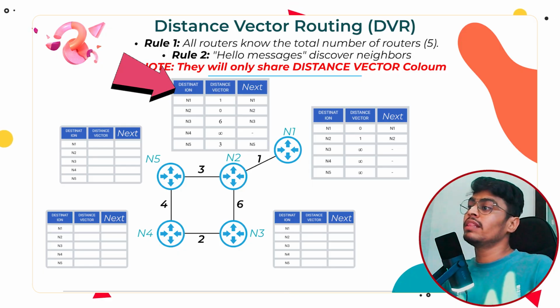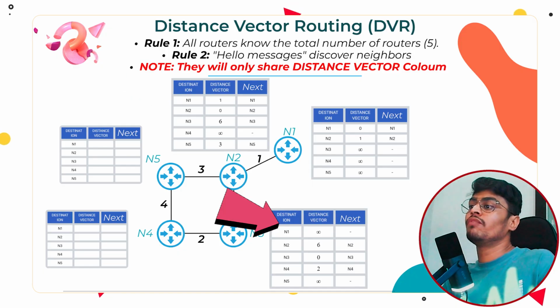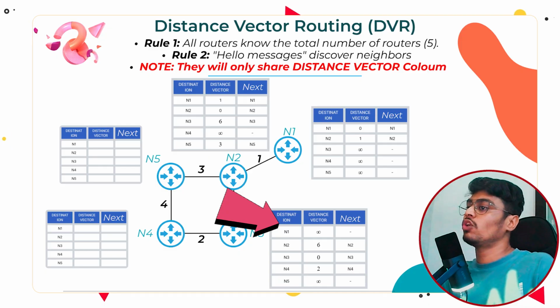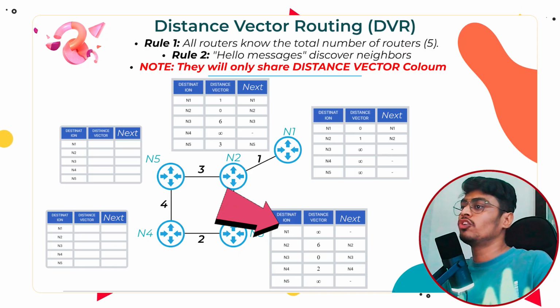Now for n3's initial routing table, n3 to n1, distance is infinite. Next hop we don't know. n3 to n2, distance is 6. Next hop we will reach n2. n3 to n3, distance is 0. Next hop we will reach n3. n3 to n4, distance is 2. Next hop we will reach n4. From n3 to n5, distance is infinite, and next hop we don't know.